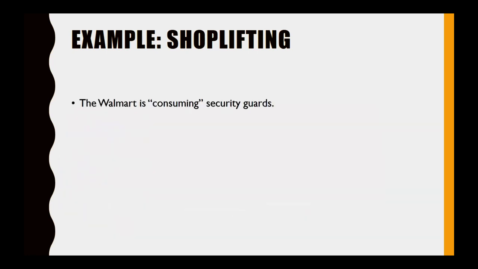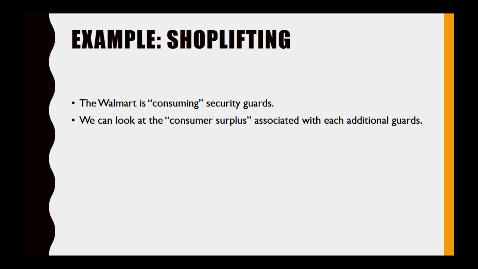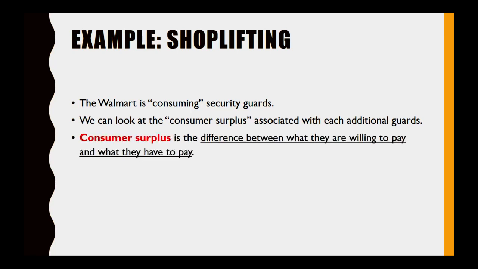So when we're doing this, guys, we're basically looking at Walmart as a consumer. They are consuming security guards. And we can look at this idea of consumer surplus, what we just talked about, for each additional guard. Remember, we want to calculate consumer surplus. We understand what consumer surplus is. It's the difference between willingness to pay and what you're asked to pay, right? So you should already have that definition in your notes. The difference between willingness to pay and what you're asked to pay.